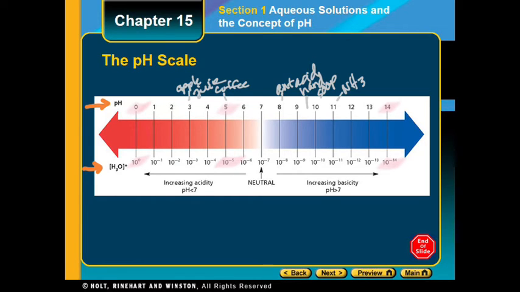Let's go in and add just a few more examples before I get to pOH. Battery acid is going to be right in this area. So, battery acid.